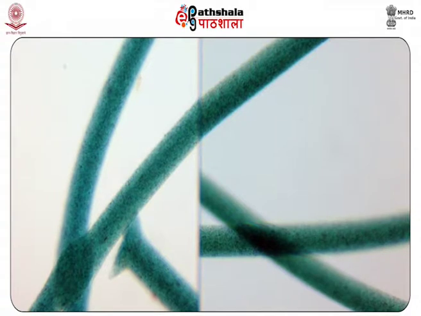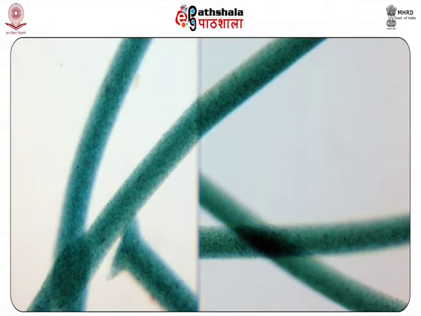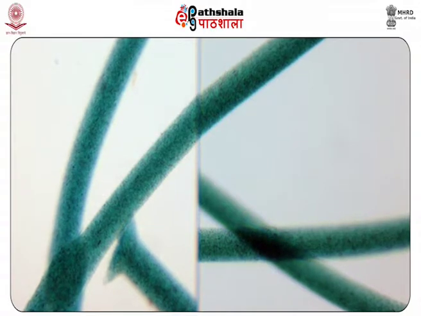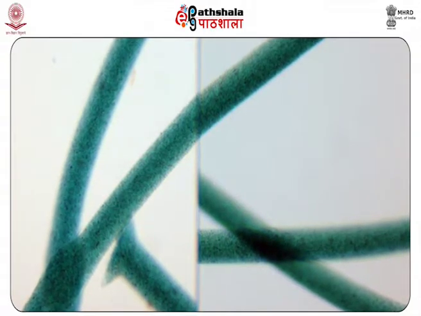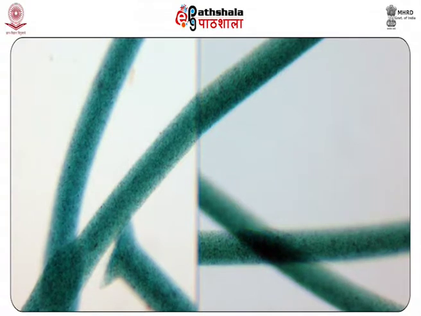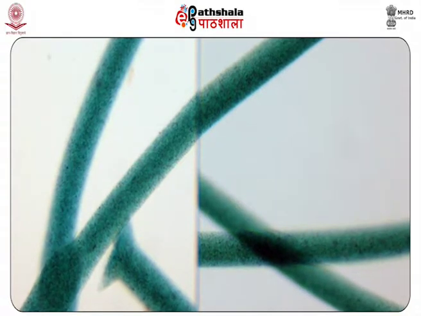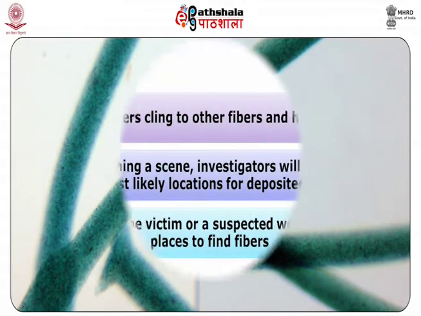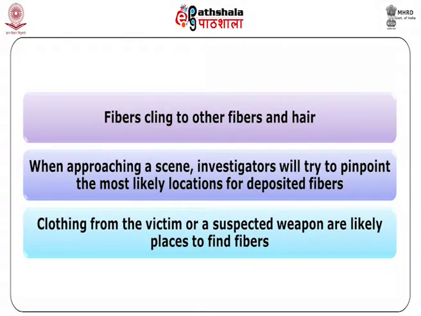Unknown and known fibers can be compared to determine their consistency with a source. Unknown fibers can be related to known fibers in order to determine their origin, as their source is not known. Collection. Fibers cling to other fibers and hair, but may be easily brushed off.